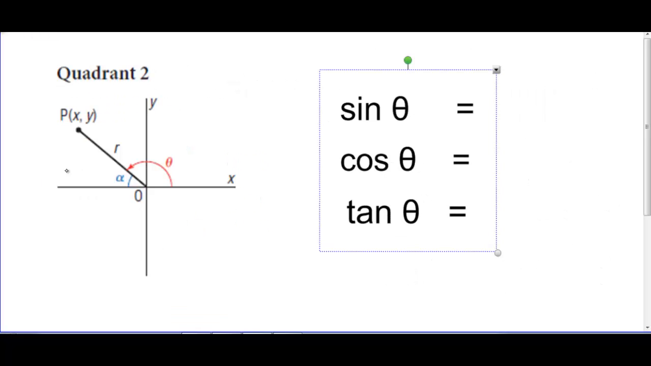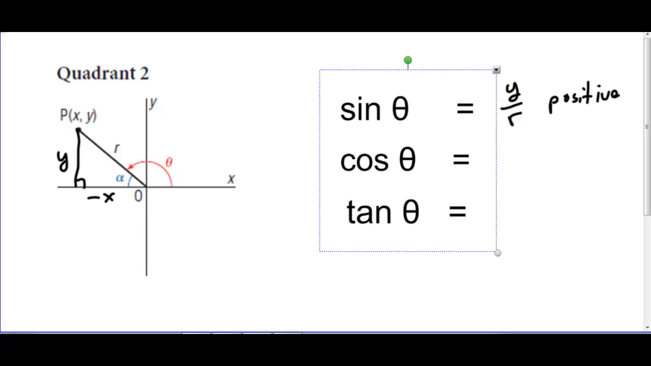In the second quadrant, we could label our triangle. We've got r. We know that this side's going to be x, and our opposite's going to be y. And we can see on our coordinate grid, our x in this case is going to be a negative value. So our x is going to be negative. So if I'm trying to find the sine of theta, again I'm doing opposite over hypotenuse, so I've got y over r, which is going to be a positive answer.